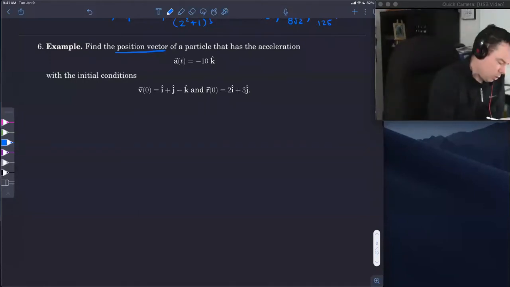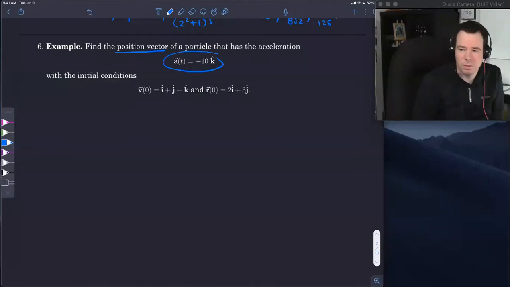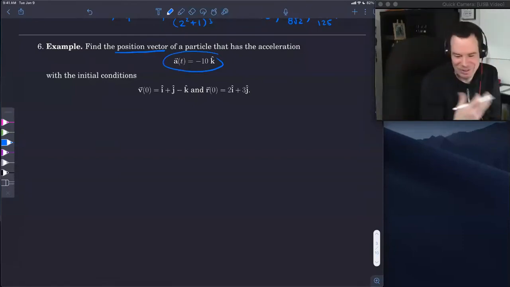So we want to find the position vector of a particle that has this acceleration vector. So this is telling us that the particle has an acceleration vector that points downward. It's pointing in the downward direction, and its value is -10. I should have said that.